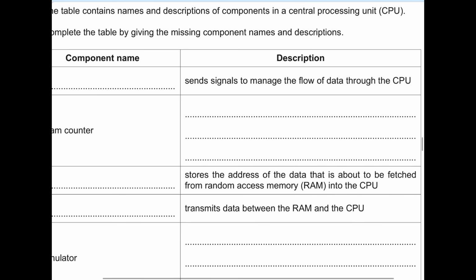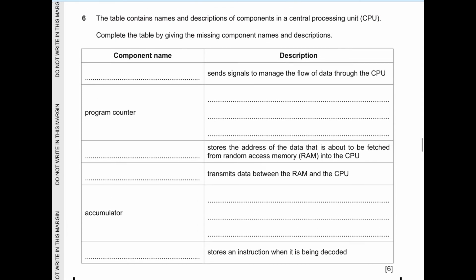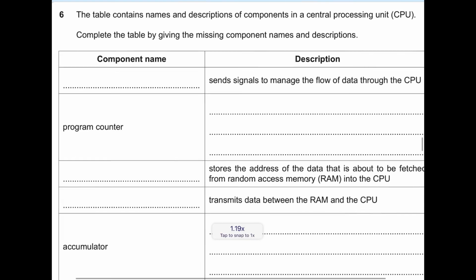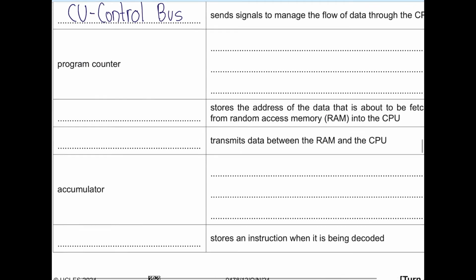All right. The next thing is there are certain components and some things which are missing. We just have to arrange them. A component name that sends signals to manage the flow of data throughout the CPU. That's basically your CU, which stands for control unit. The control unit sends signals to ensure that data is sent throughout and ensures the synchronization of data. We're going to do the component names first.